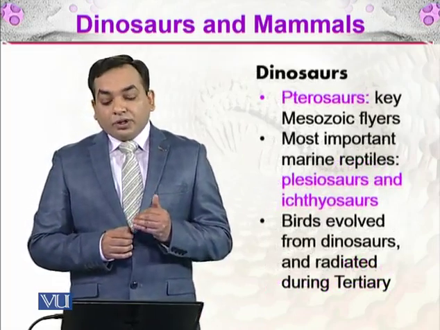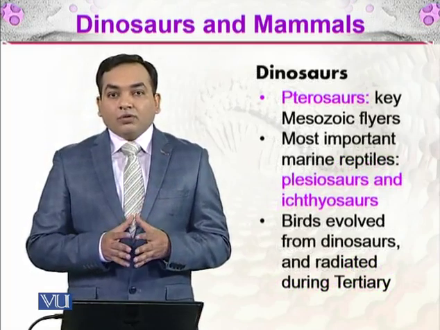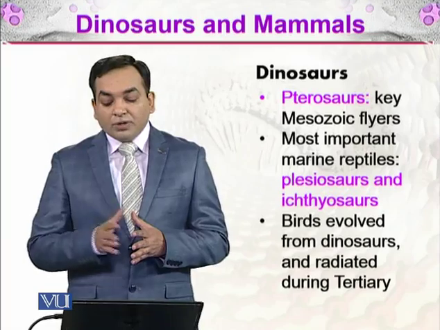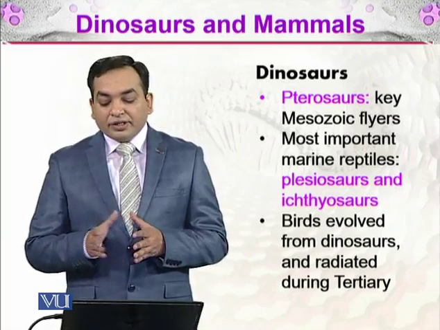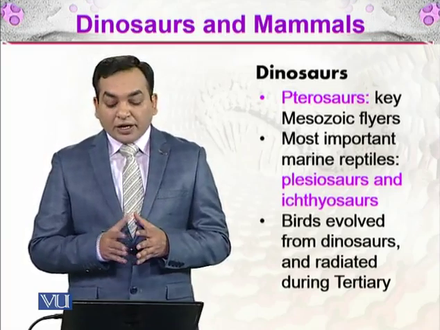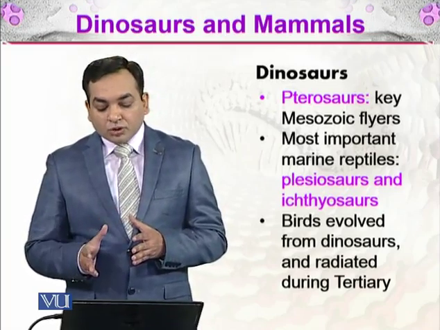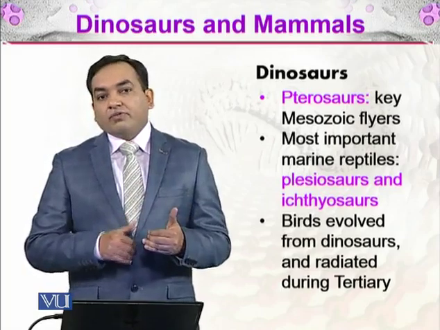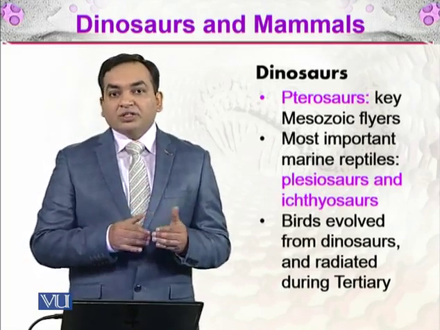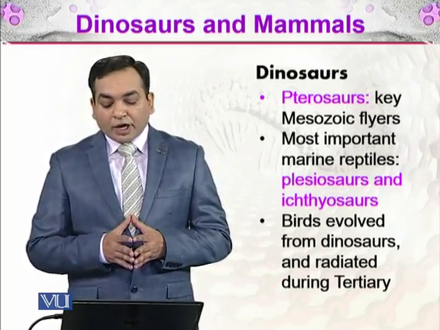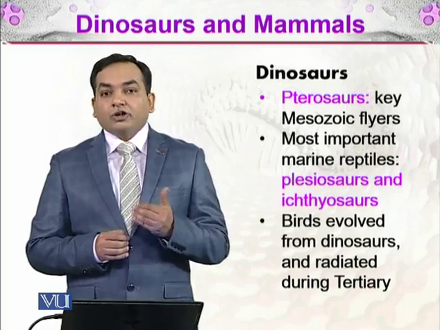So there were some other forms of organisms as well. There were the Pterosaurs. These are the key Mesozoic flyers, and these were the most important. There were also important marine reptiles, which were plesiosaurs and ichthyosaurs. So there were some flying ones, and there were some reptiles which were ruling the oceans as well. Birds evolved from the dinosaurs and radiated during the Tertiary.